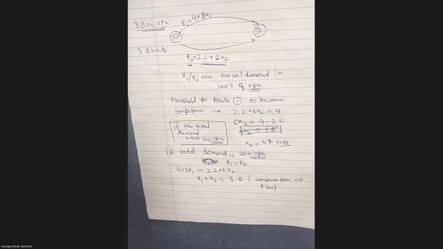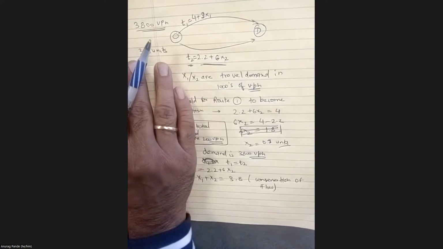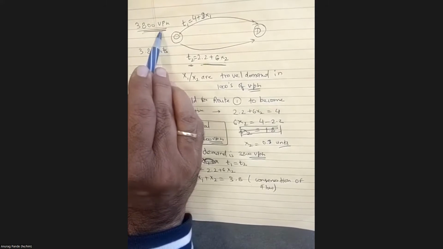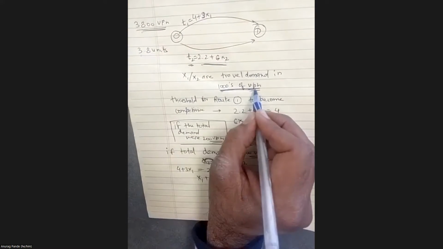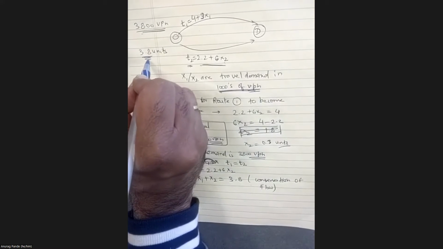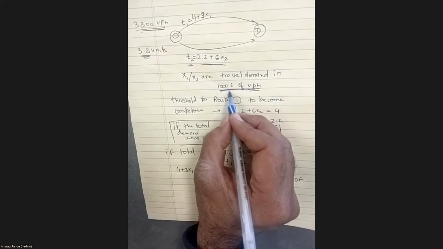Okay, so yes. Is 3.8 given? Yeah, so 3,800 vehicles per hour, right? If the total demand was 3,800 vehicles per hour, you can translate that because the units are in thousands of vehicles per hour, right? So that's where I got the 3.8. So it's very important for you to pay attention to the units.